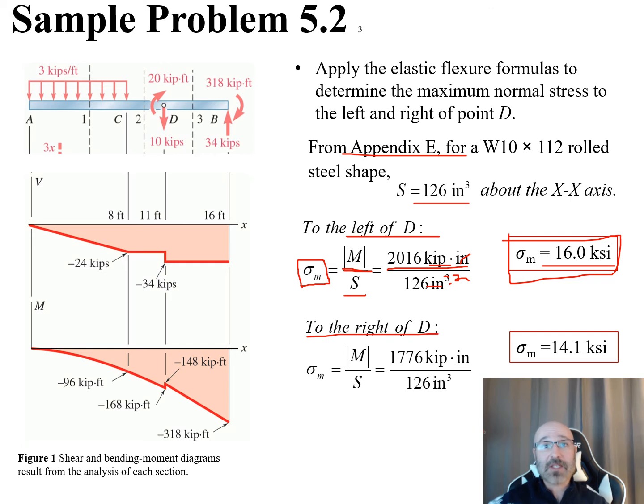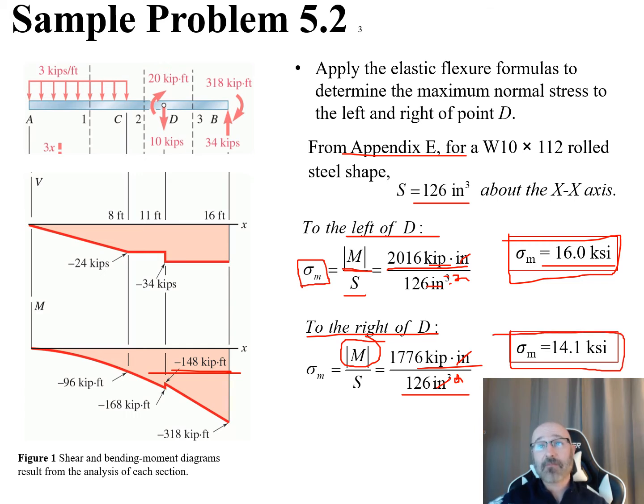To the right of D, it's the same thing, but now we're using the value when we convert negative 148 into inches rather than feet. So that's 1776 divided by 126 inches cubed. Inches can cancel like that, leaving you with inches squared. And now for the right of D, this ends up being a max normal stress of 14.1 ksi.